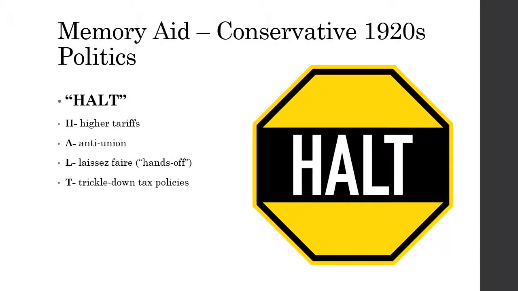So just a quick memory aid. This is not mine. I took it from online. But the conservatives of the 1920s, politicians in general in the 1920s, wanted higher tariffs. That's a Republican platform since the 1800s. Anti-union, again, they are pro-business, so anything that restricts business or trade is not something they're going to support. Laissez-faire, or hands-off capitalism, and then trickle-down tax policies under Mellon. And this idea of cutting taxes for the wealthy, and then it will trickle down to the masses, so to speak.